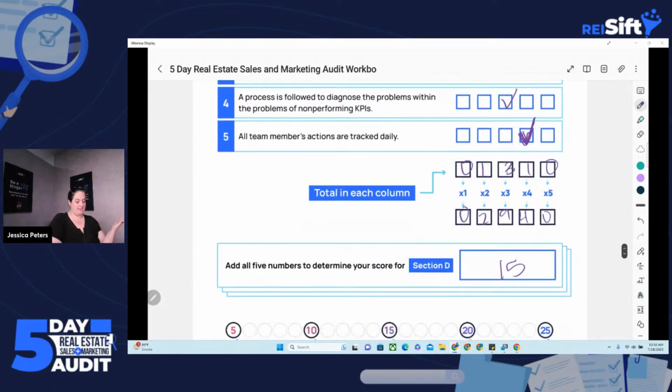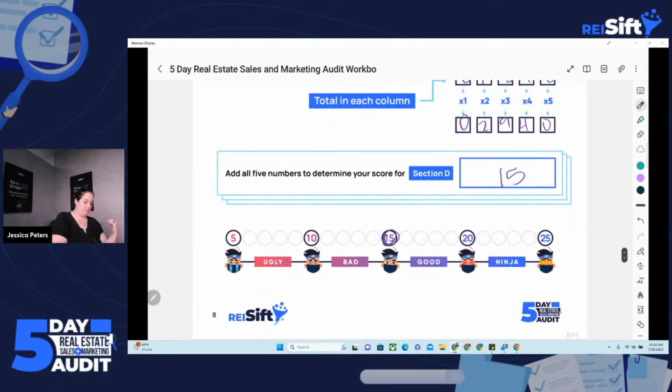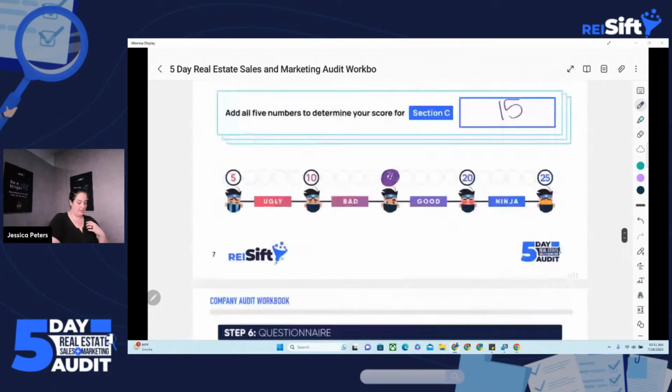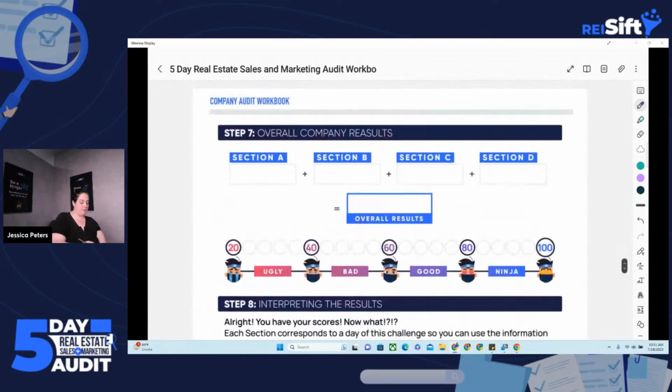I got a lot of 15s today. So I think I got 3 15s and a 13. Okay. So then you go to the next page and you put in each section. So I had 15, 13, 15, 15. But yours probably won't be all 15s.